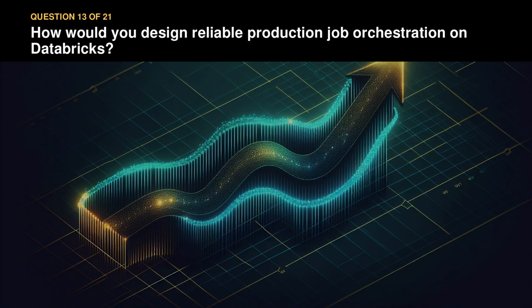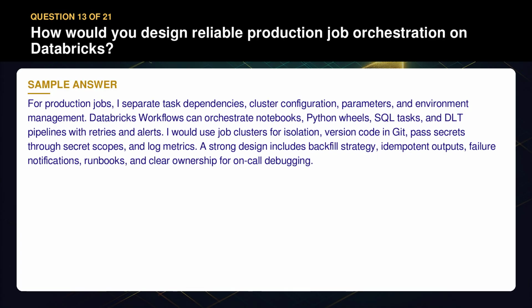Question 13. How would you design reliable production job orchestration on Databricks? For production jobs, I separate task dependencies, cluster configuration, parameters, and environment management. Databricks workflows can orchestrate notebooks, Python wheels, SQL tasks, and DLT pipelines with retries and alerts. I would use job clusters for isolation, version code in Git, pass secrets through secret scopes, and log metrics. A strong design includes backfill strategy, idempotent outputs, failure notifications, runbooks, and clear ownership for on-call debugging.